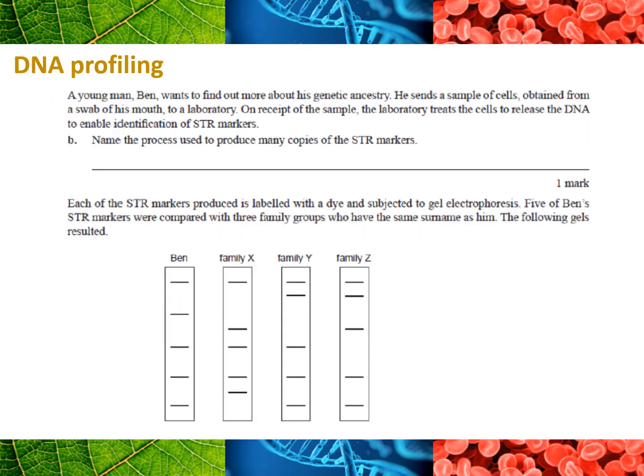All right, here's another question. This was in a previous exam. A young person wants to find out more about their genetic ancestry. They send a sample of cells obtained from a swab in the mouth, which is often how that's done, to a lab. When the lab receives that, it treats the cells to release the DNA. And then it's asking, what's the process used to produce many copies of this DNA? That would be our polymerase chain reaction. It makes lots of copies.